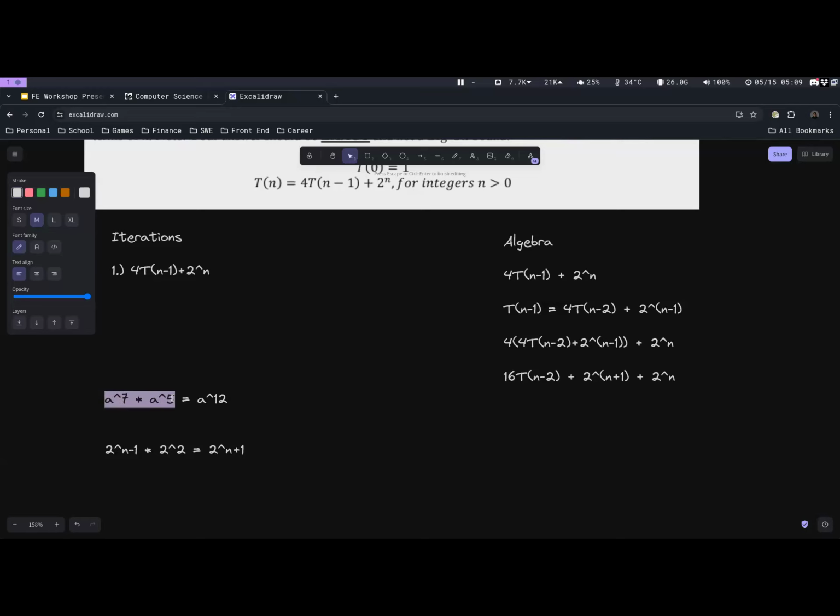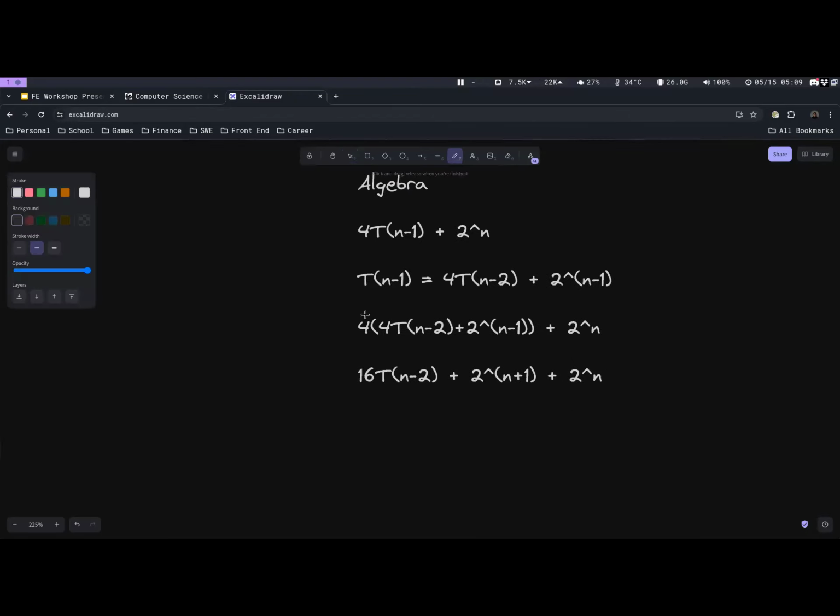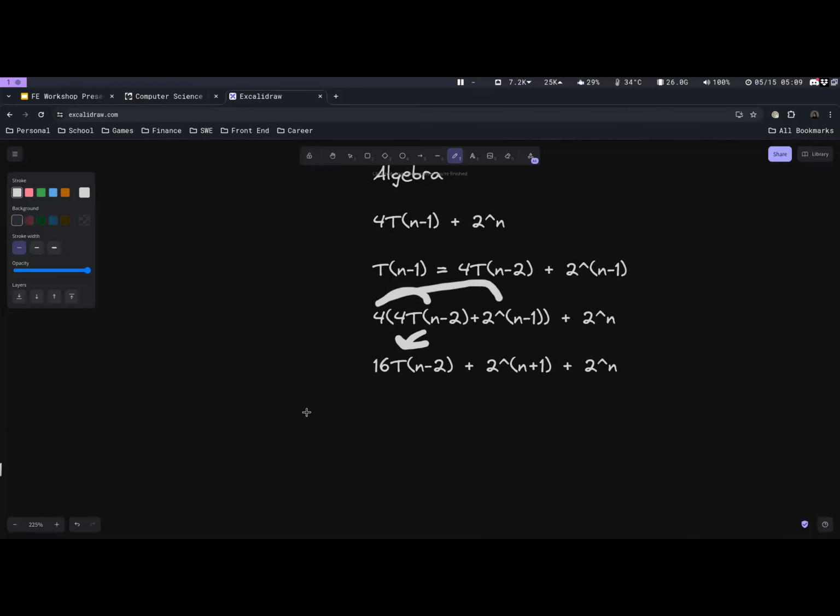Because if you multiply this together, it adds their exponents, all right? So what we're doing here, we come over here, is we are distributing this 4. We're multiplying 4 and we're distributing. So 4 goes to here, which gives us this, right? That makes sense. But then we're going to multiply 4 times 2 to the n minus 1.